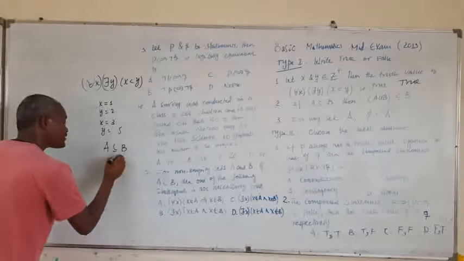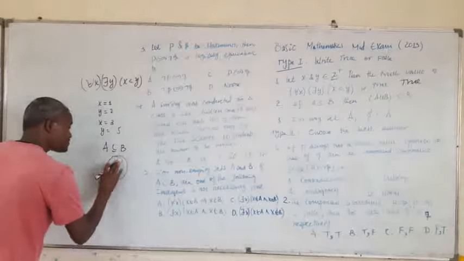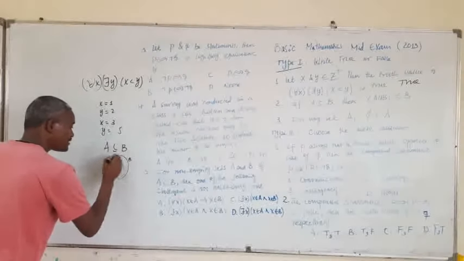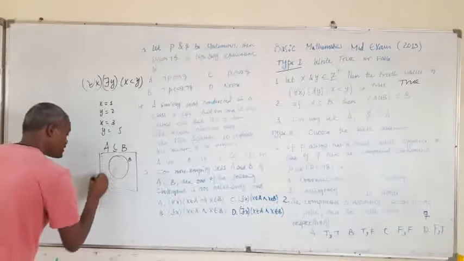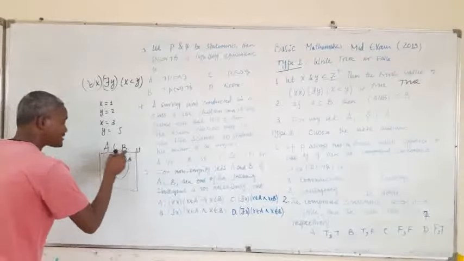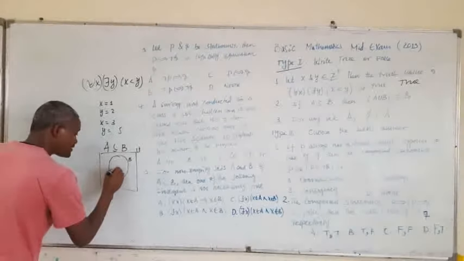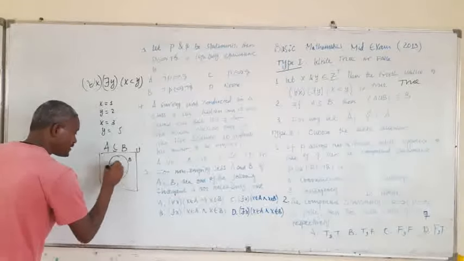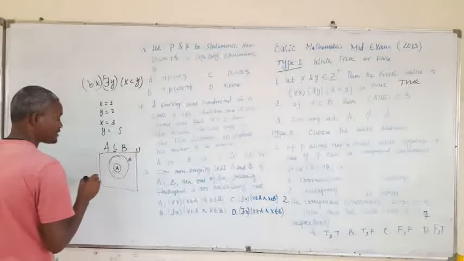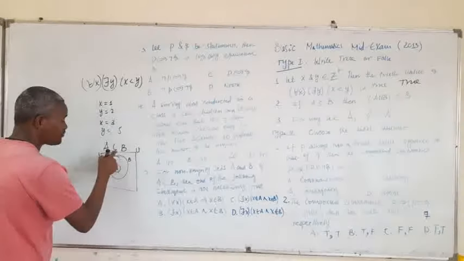When we see it on the Venn diagram, this one is the universal set. A is a subset of B is given, so A is inside B. So A is a subset of B clearly.